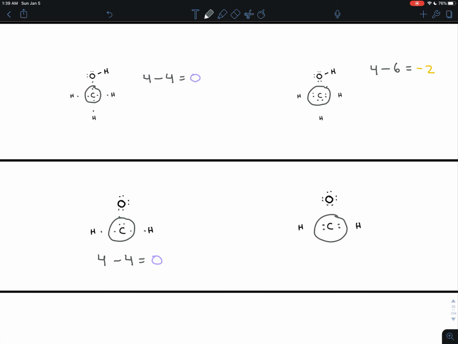And so here is our carbon. We know carbon is in group 4A. It normally has 4 valence electrons around it. If we assume that all of those bonds are perfectly ionic, it would have 4 electrons around it. And so the oxidation state here is 0.